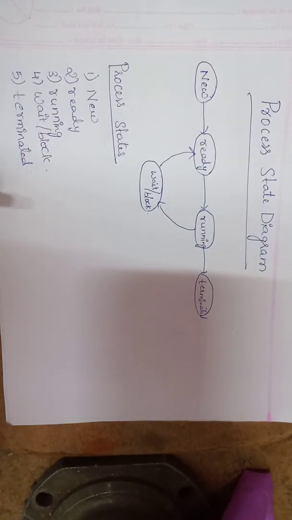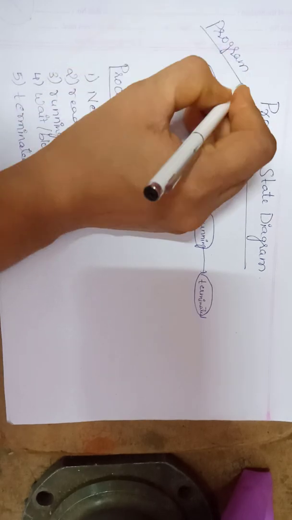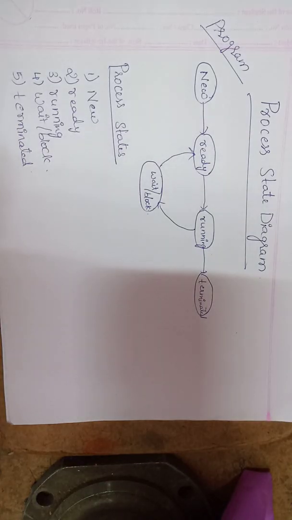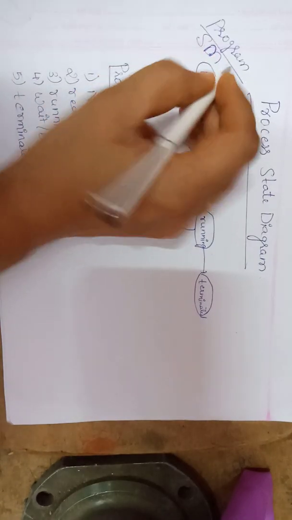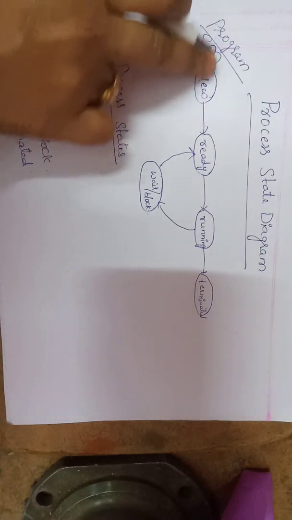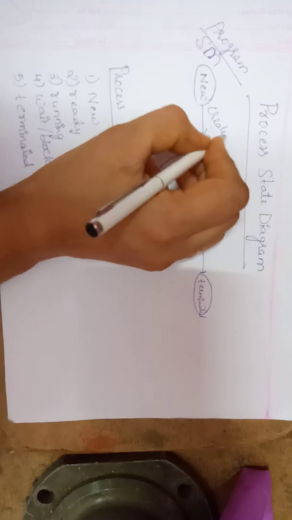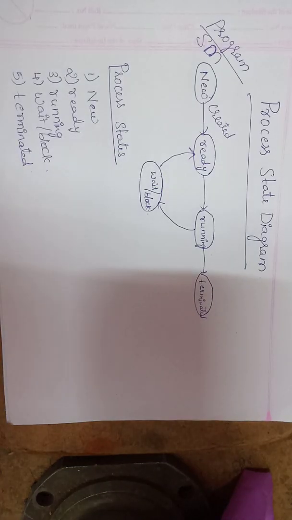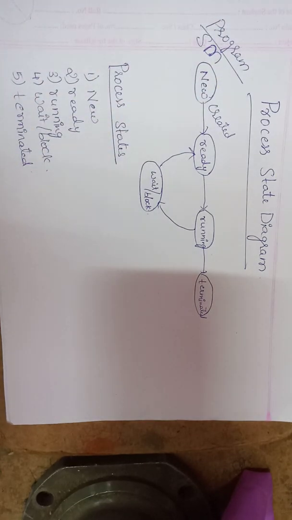In the new state, whatever program we want to execute, a program under execution we can call a process. The program is in a secondary memory. Initially it is in a secondary memory. When we want to create a process, that is a new state, that means the process is about to be created. Now whenever we want to run a program, then a process is going to be created.